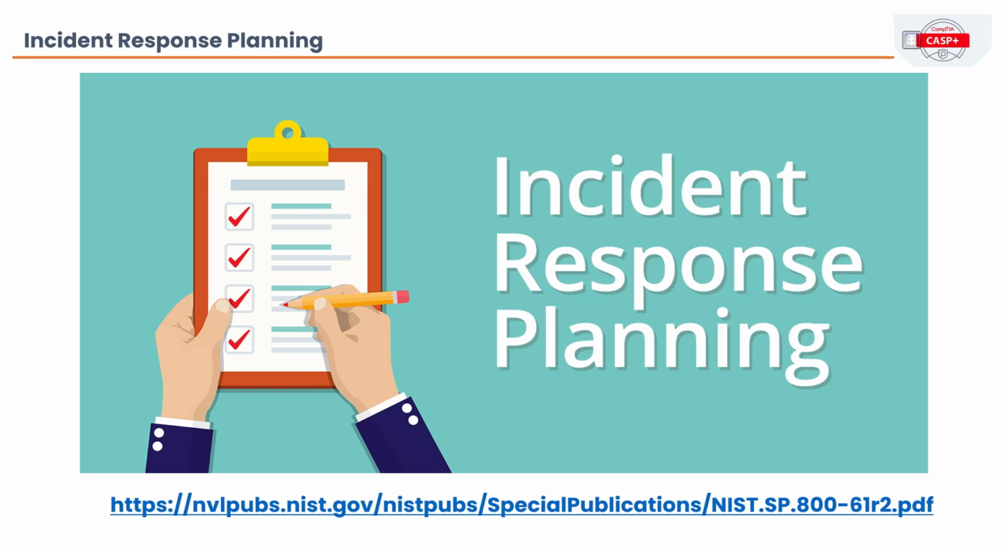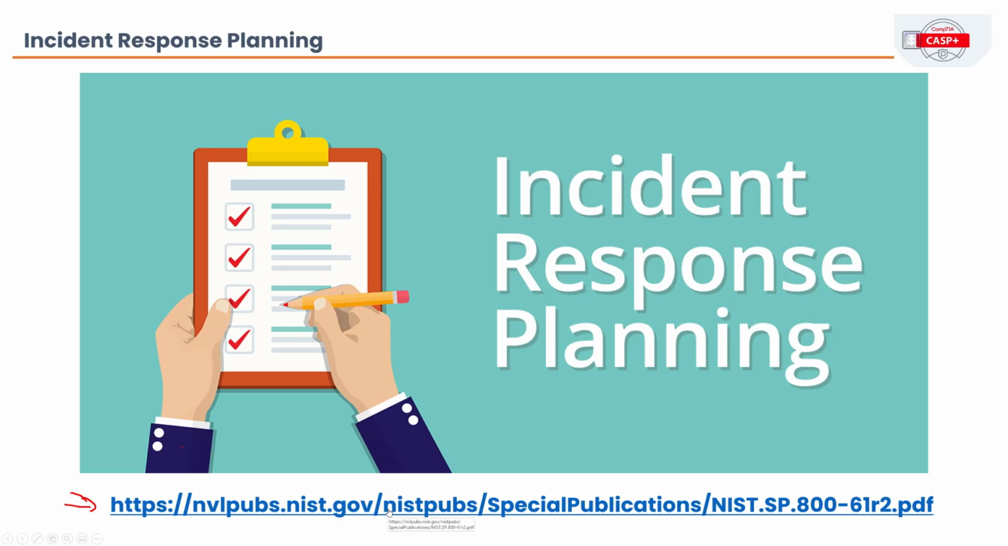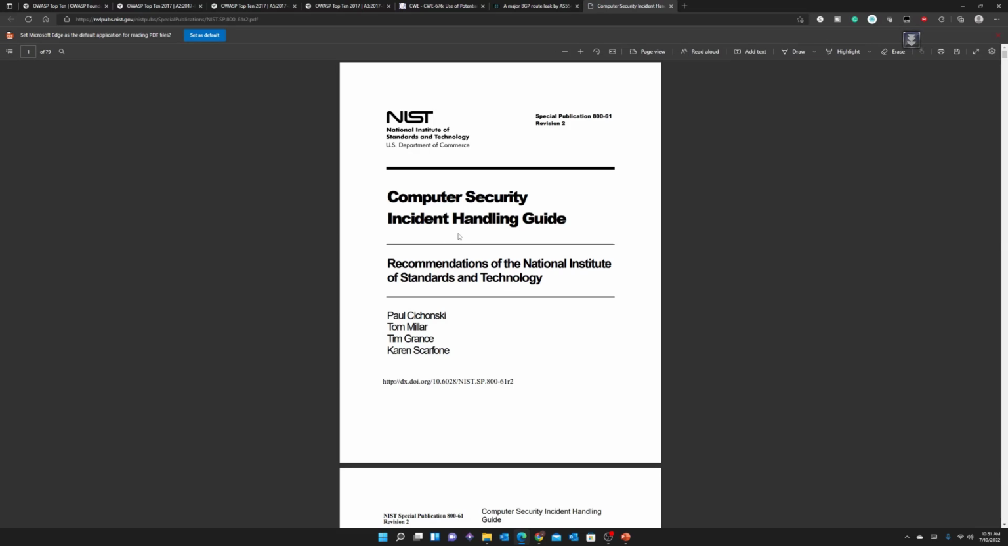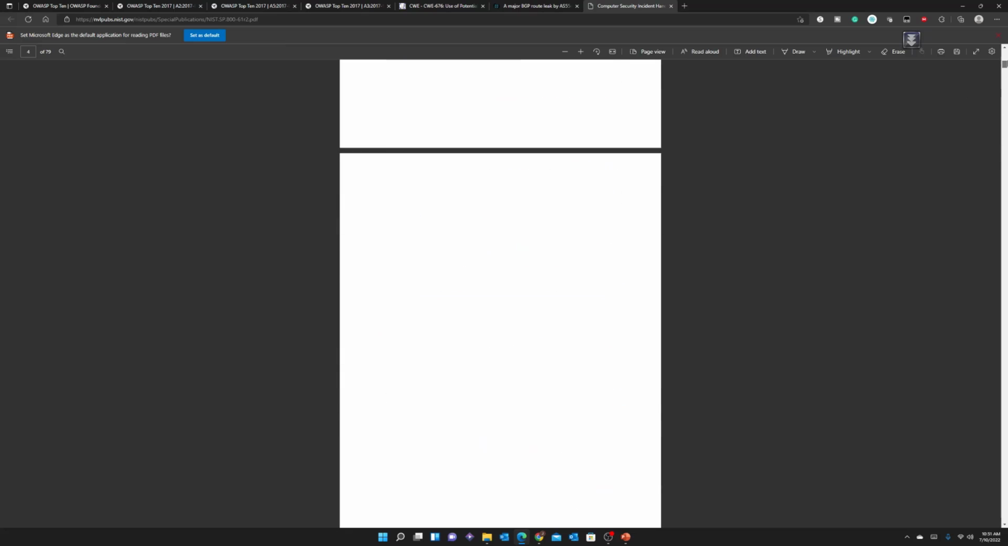The NIST SP 800-61 documentation, which is accessible at this specific website, provides extensive recommendations on these. So let's access this link. Okay, right, so you can just download this PDF file on that specific website.